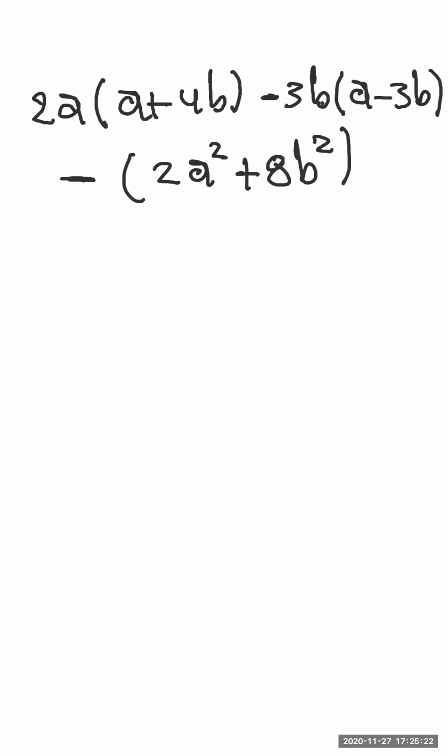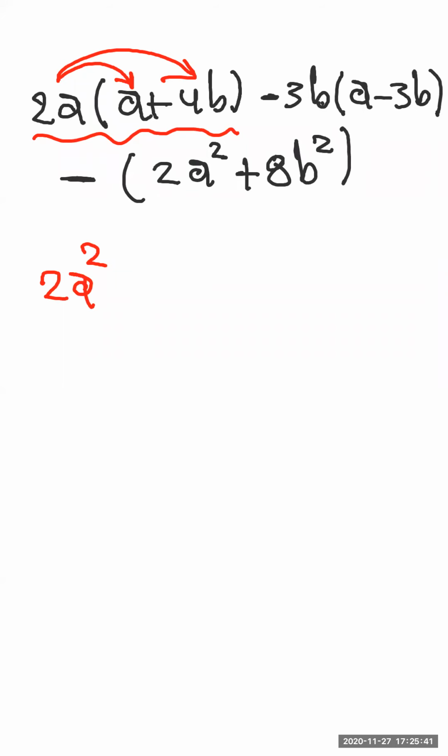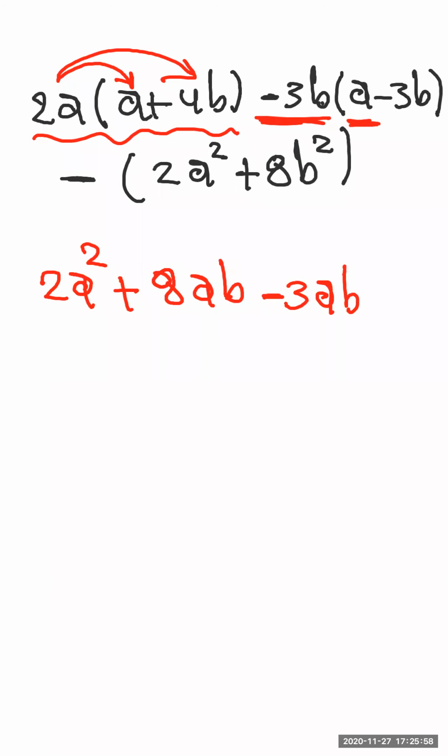Okay, so concentrate well, guys, on this one. How to solve this one? First, multiplication, right? 2a multiplied to this bracket. Okay, so it's very easy, mister. I will multiply 2a to the first term, so 2a squared. Then again 2a to the second term, so 2a times 4b means, and it's a positive, so positive 2 times 4 means 8ab. Then what? Negative 3b times a. Okay, so negative 3ab.